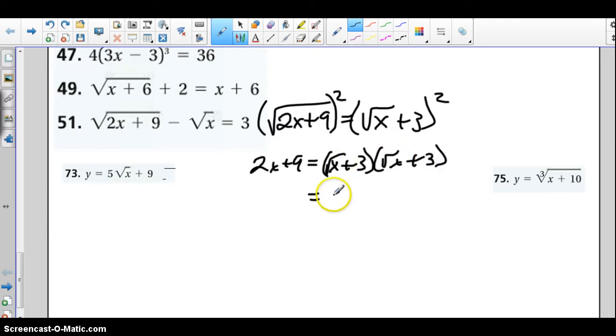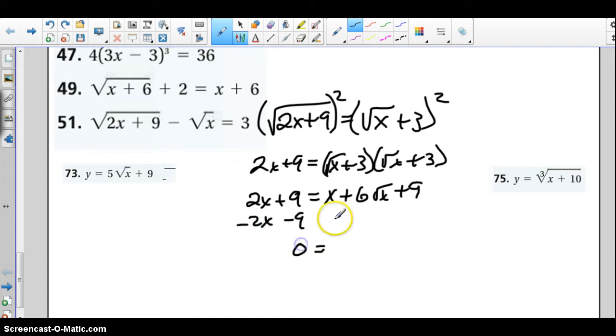And we're going to have radical x times radical x, which is just x. 3 radical x and 3 radical x. And 3 times 3. Just like the last problem, we're going to have to set this equal to 0 by subtracting 2x from both sides. And we're going to have negative x here plus 6 radical x. And these 9s will cancel out.